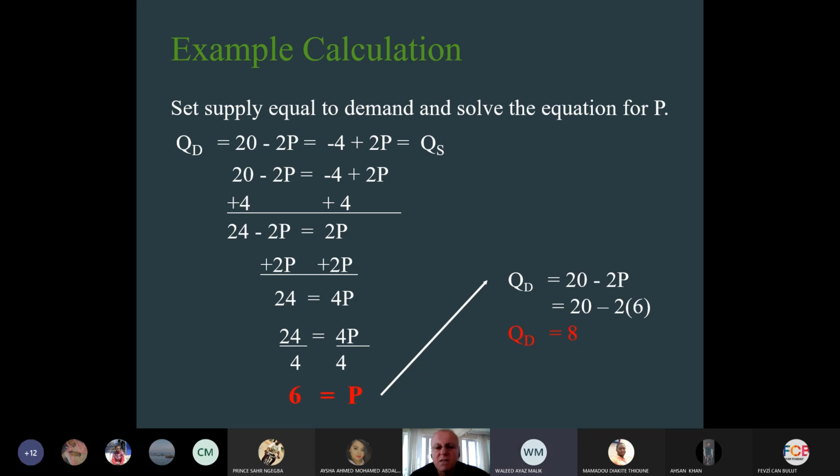This is the equation. This is the supply equation, and 20 minus 2p is the demand equation, isn't it? Then you are going to add 4 to each side for eliminating minus 4, because we want to let the p alone. Then minus 4 plus 4 is 0, and when you add the plus 4 here, it makes 24, isn't it? 24 minus 2p is equal to 2p, because we are eliminating the 4 from the right side.